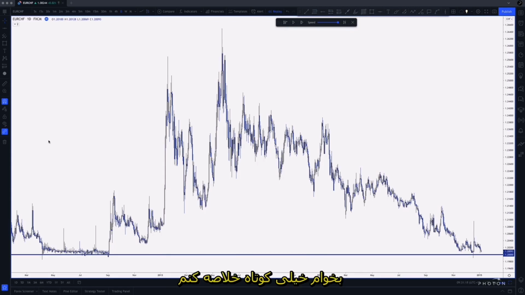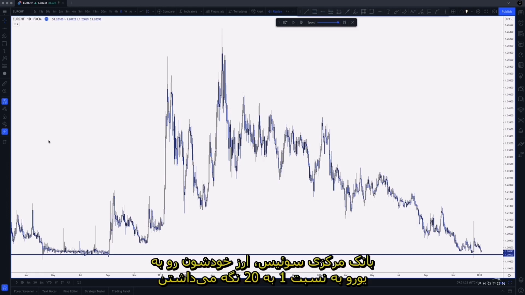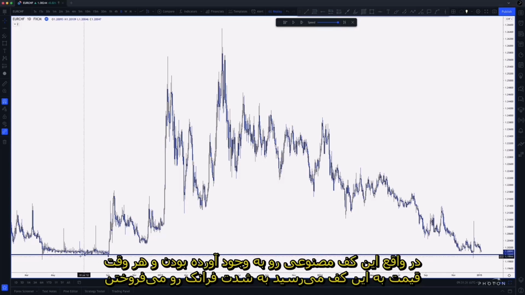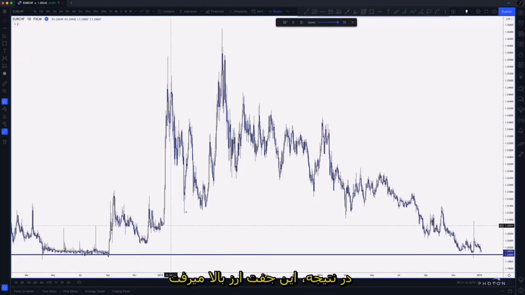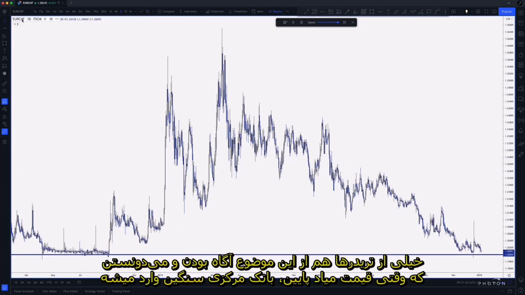So essentially, to keep a long story short and simple, the Swiss bank was pegging their currency to the euro at the rate of 120. They had this pretty much artificial floor, so whenever price came down, they did some really heavy selling of the Swiss franc and bought euros with it, essentially to weaken the Swiss franc. So that would obviously see this currency pair go up, if the Swiss franc itself is bearish.